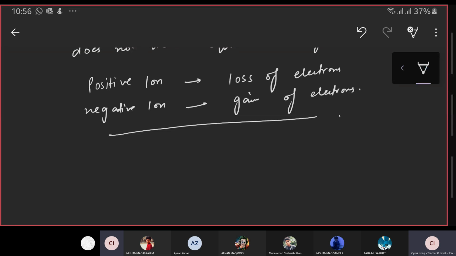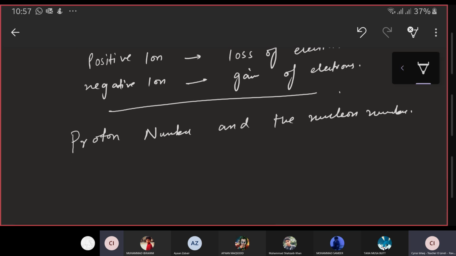Let's talk about the proton number and the nucleon number. Proton number क्या होता है? Anyone, any idea what is the proton number? What is a proton number? Number of protons. Present in an atom. Yes, the number of protons in the nucleus of an atom is called the proton number or atomic number. We represent it with Z. हम उसको Z से represent करते हैं.